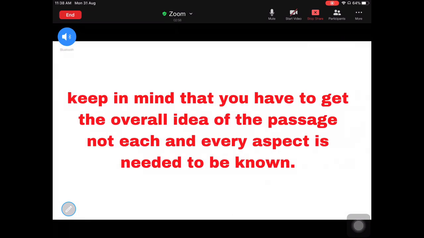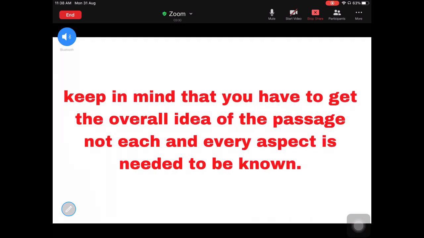So let's go to the second thing. What I want you guys to keep in mind is that you have to get the overall idea of the passage. Not each and every aspect needs to be known. While reading the paragraph, students try a lot. They pressurize themselves. They try to remember and understand each and everything. Because of this unwanted pressure, not only do they make things difficult for themselves to understand, but they also end up consuming more time for a single question that they could have easily answered. So guys, keep in mind that you have to get the overall idea. Just get the overall idea.